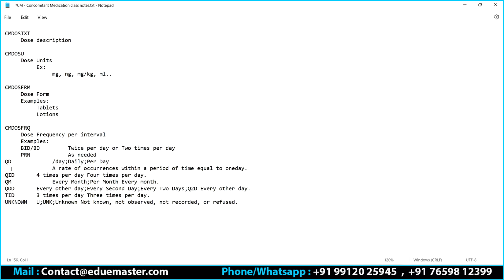The next one is going to be QD. QD is nothing but daily. It can be per day or daily. Both of them will be the same. Or you can also say the rate of occurrence within a period of time equal to 1 day. Within 24 hours, if you are doing it with an interval of 24 hours, still you can call it a QD, or you can also call this once. Both of them are valid.